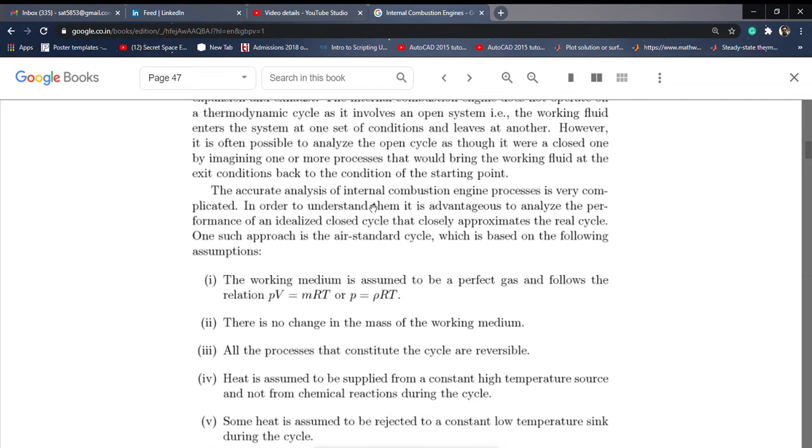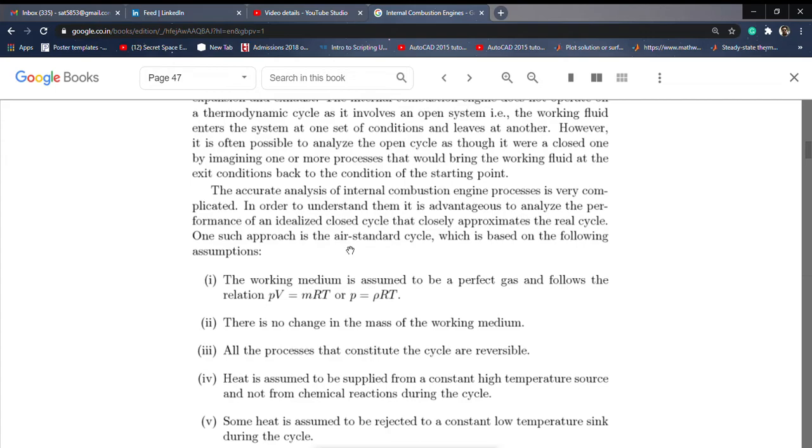The accurate analysis of the internal combustion engine process is very complicated. So what we do is simplify things. In order to understand them, it is advantageous to analyze the performance of an idealized closed cycle that closely approximates the real cycle. One such approach is the air standard cycle, which is based on the following assumptions. We won't consider any fuel. We will consider that the only working fluid is air throughout the engine cycle operation.